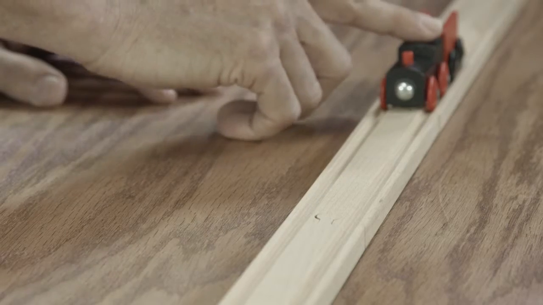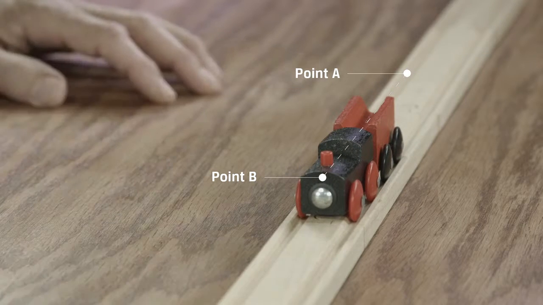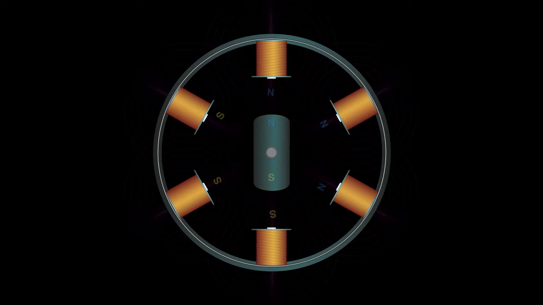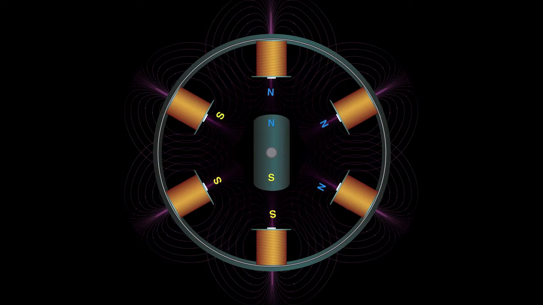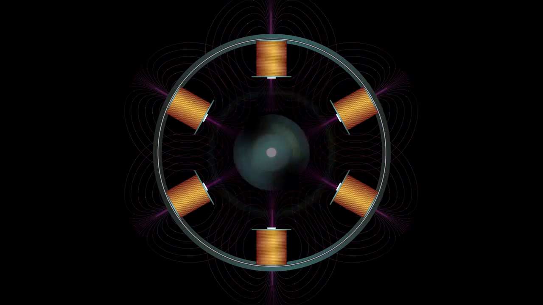When the train engine pulls a car from point A to point B, it's using power to do real work. Think of this as real power. Some equipment, however, such as an induction motor, requires a magnetic field in order to operate. That magnetic field requires additional power, but still does the same amount of real work.